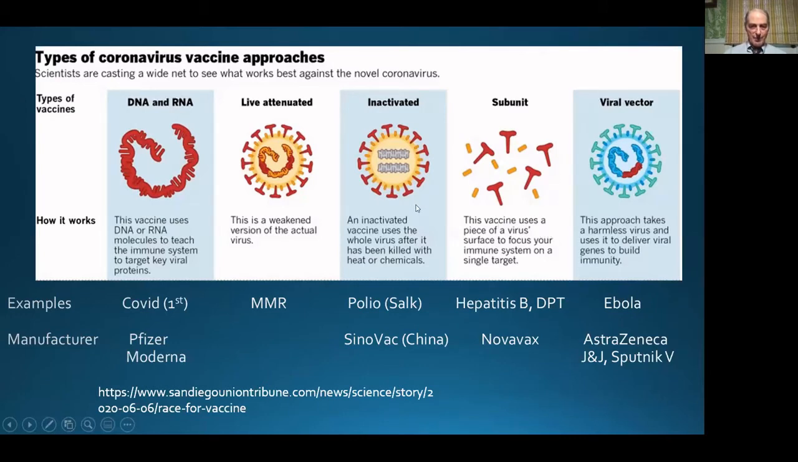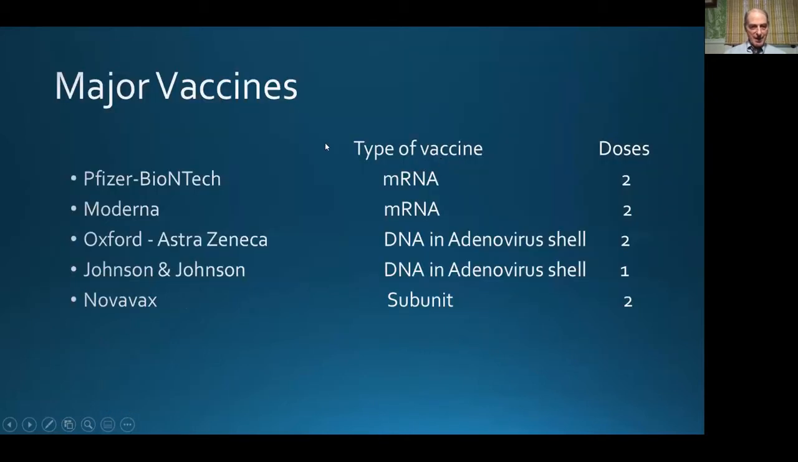So I'm going to move now to the mRNA vaccines, mainly because that is what's FDA cleared here in the US. As you can see, there are two main manufacturers, Pfizer and Moderna. Both require 2 doses. The Oxford vaccine, DNA in an adenovirus shell, two doses. The Johnson & Johnson version of this, only 1 dose, and the Novavax subunit vaccine requires 2 doses.